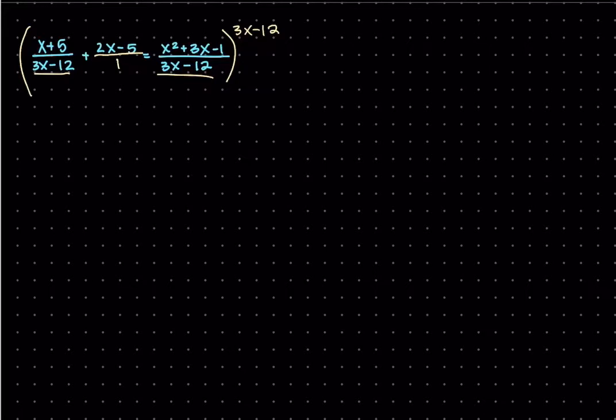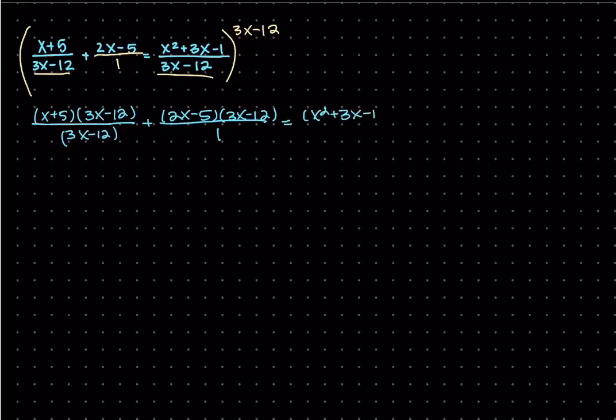It's going to be x plus 5 times 3x minus 12 over 3x minus 12, plus 2x minus 5 times 3x minus 12 over 1. Then x squared plus 3x minus 1. We don't need to factor that yet. Not going to be very important because we're going to factor at the end.